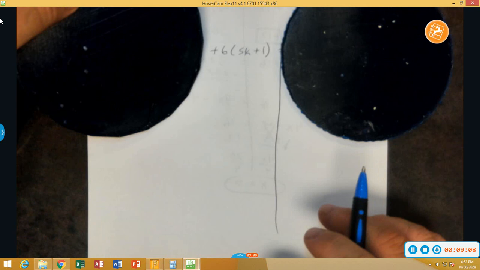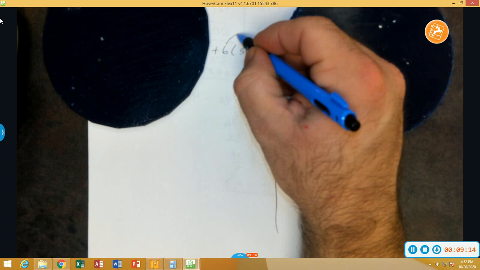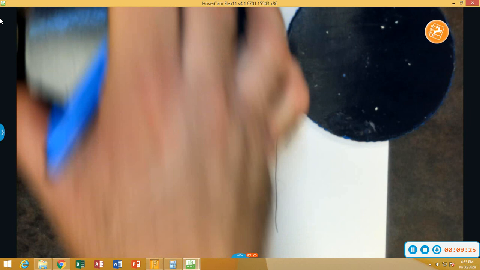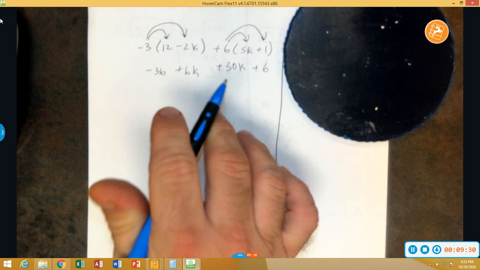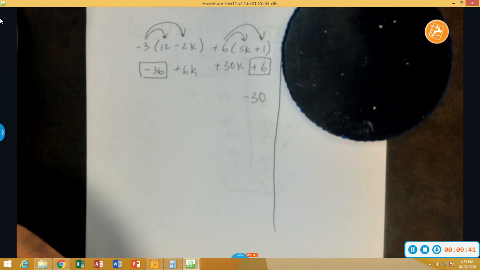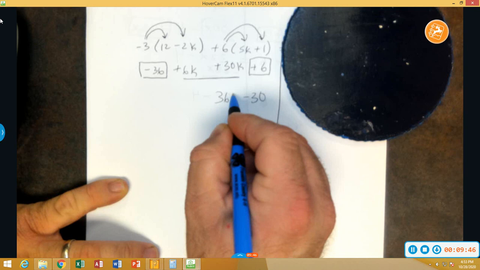We've got positive 6 times 5k is positive 30k. Positive 6 times 1 is positive 6. So this is what we got on the left. Okay? Do we have any like terms that we can combine now? Yes, we do. We've got negative 36 plus 6 is negative 30. And then we've got 6k plus 30k is 36k.